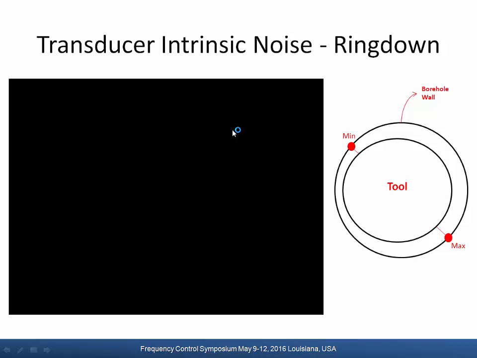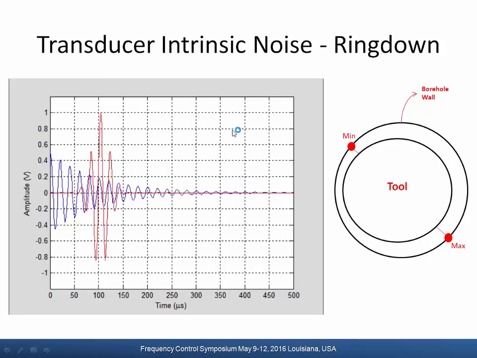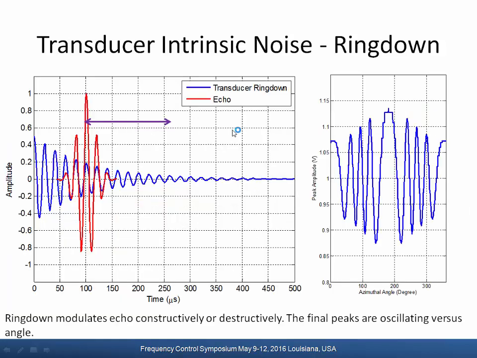But we have this ring-down, which is the blue line. It's relatively constant. So when the echo is moving back and forth, the ring-down modulates the echo. What the transducer receives is a composite signal of the ring-down and echo. As a result, it's no longer constant. So if we plot the peak amplitude versus the azimuthal angle, which is the position, we can see oscillation curves.